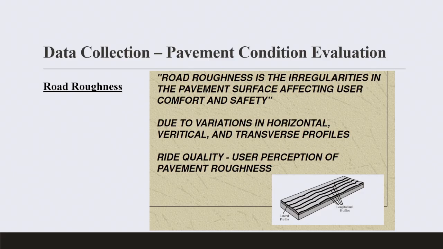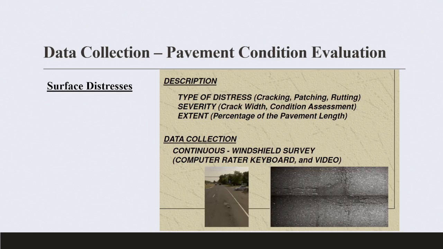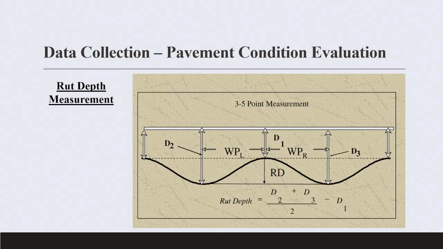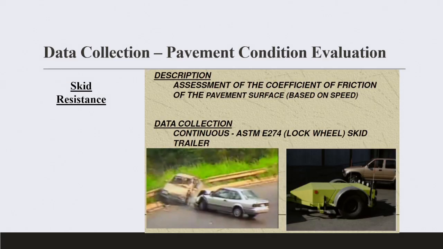Again, you know that there is no invention in here, but the ride quality or the road roughness measured by IRI is one of the pavement condition things, the surface distress. So the rutting, how long and how deep the ruts are, and this is how you calculate them by measuring the depth.